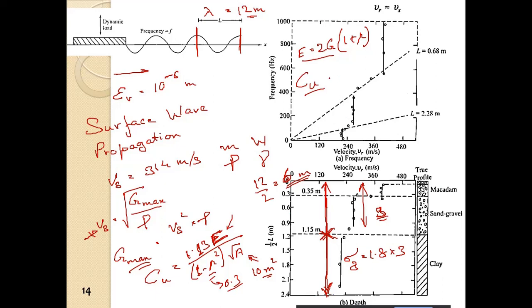Now we want our Cu. Cu we found out from this expression. Putting Gmax, which we found out from Vr square into density, then from there we found out E, we put E here, and then we found out what is Cu. Now that Cu corresponds to this amount of sigma z.